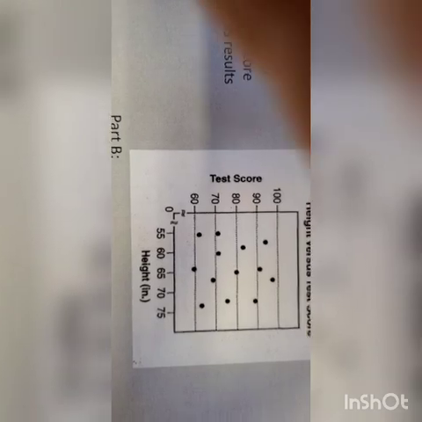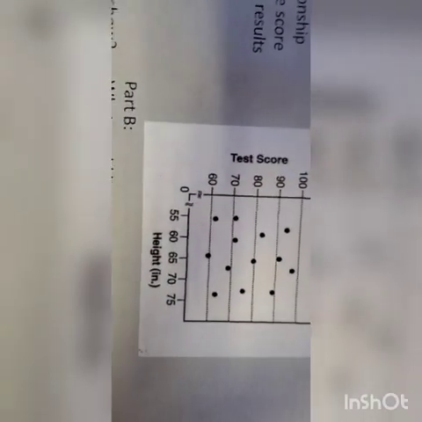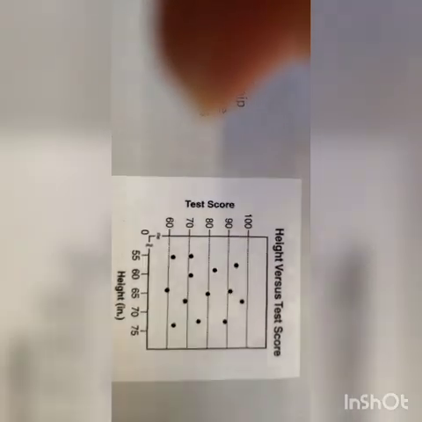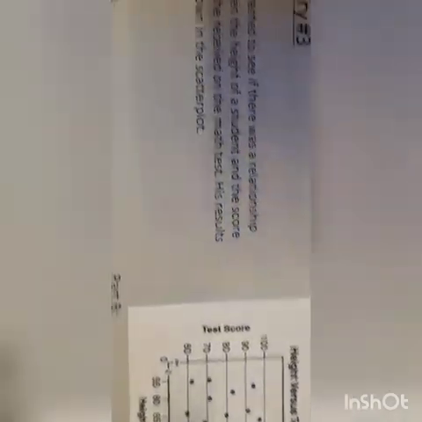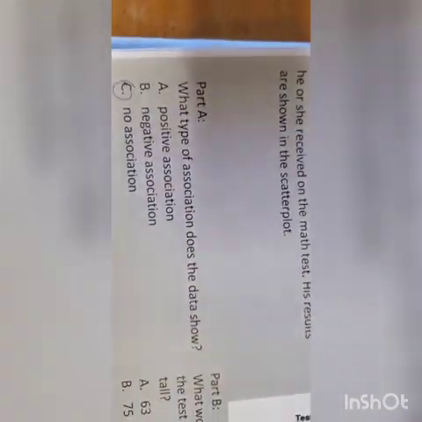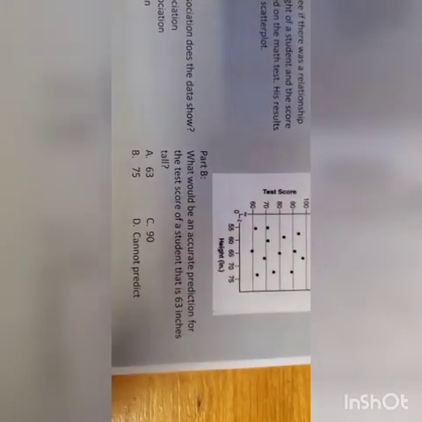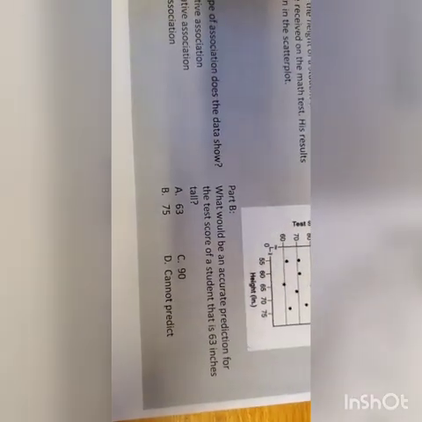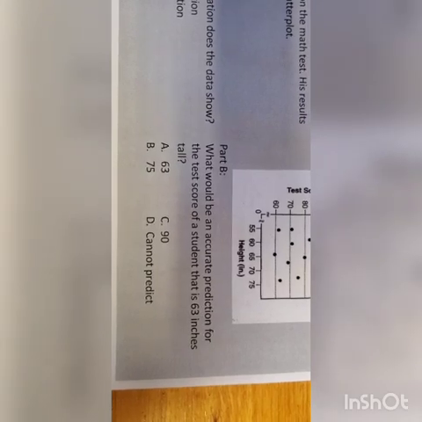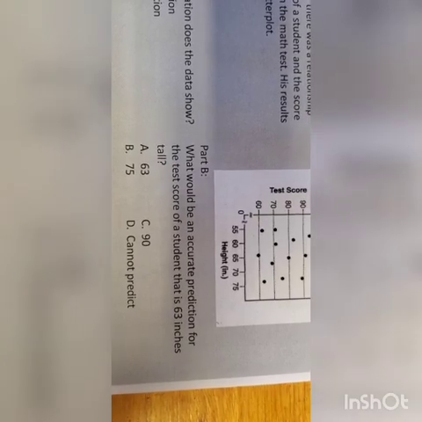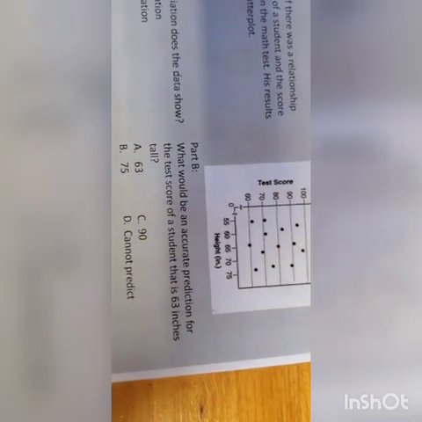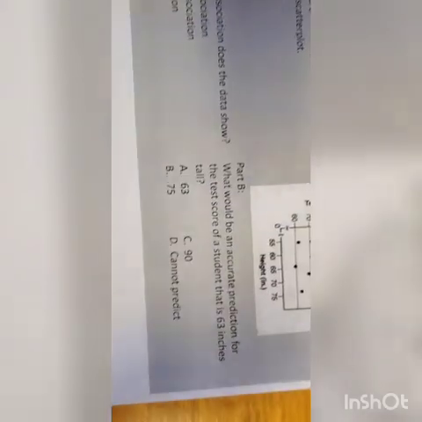Yes, I think there's no association between height and test scores, and I think that this data proves it, because all these points are all over the place. They don't seem to go up or down. So yes, it has no association. And the reason why we look for associations is so that we can make predictions. What would be an accurate prediction of a test score of a student that is 63 inches tall? And since there is no association, we cannot predict it.